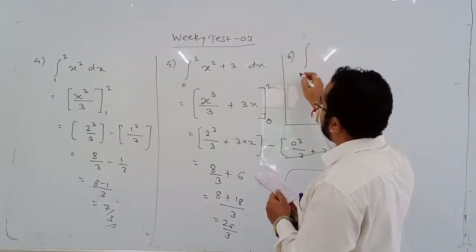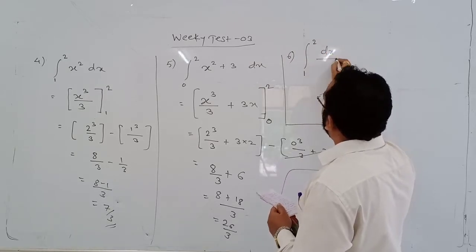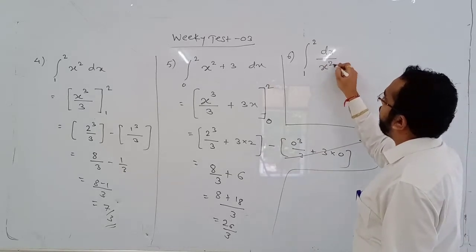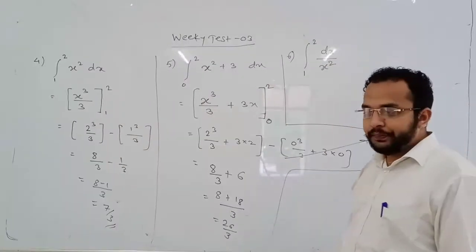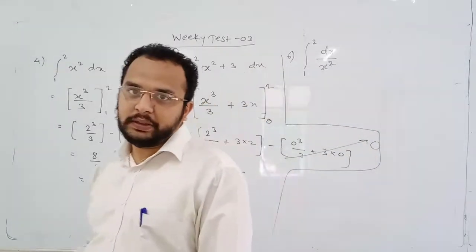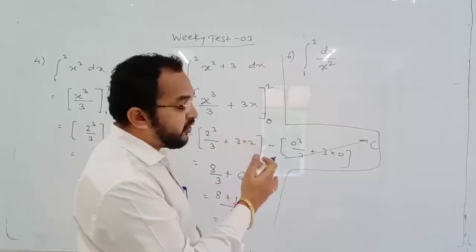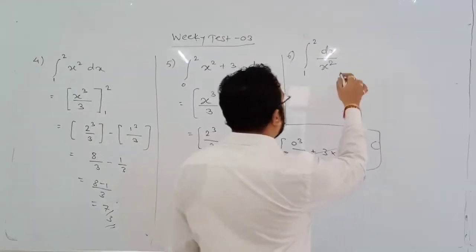Next question, question number 6, integration from 1 to 2 of dx upon x square. Now remember, most of the students, what they will do, here 2 is present, so they will increase the power here only, 2 plus 1, 3. No. First, shift that x square in the numerator.